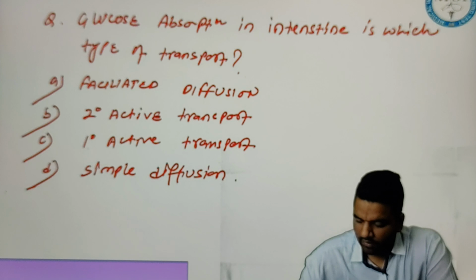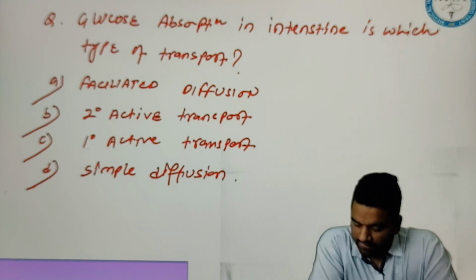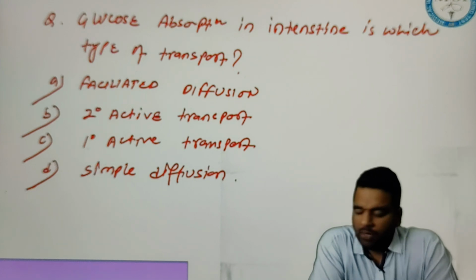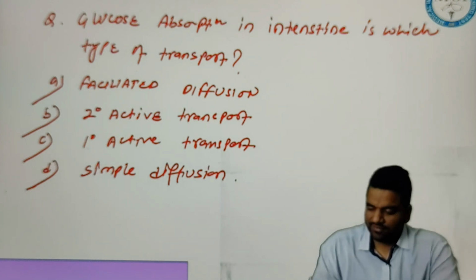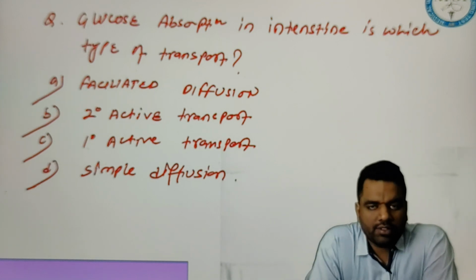Please answer me, guys. Glucose absorption in intestine is which type of transport? Facilitated diffusion, secondary active transport, primary active transport, simple diffusion. Yes, guys, absolutely right. So the right answer of this question is secondary active transport.